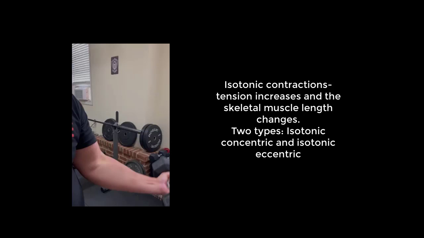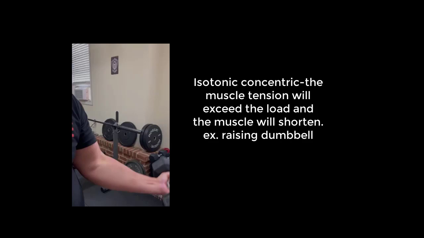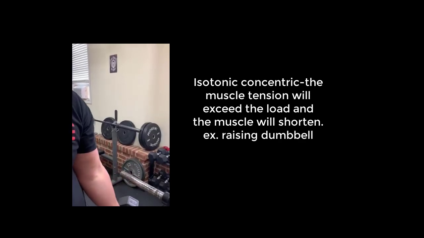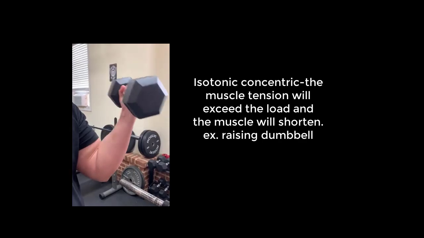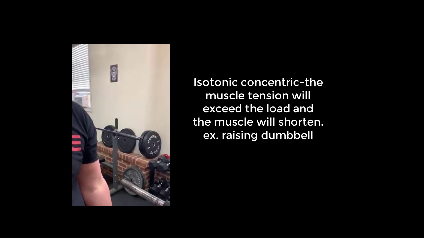So let's start with an isotonic concentric contraction. These are defined as a movement where the muscle tension exceeds the load and the muscle shortens. In this clip, we will see an obvious shortening of the bicep in this isotonic concentric motion. Notice the muscle shortening with each lift of that load.